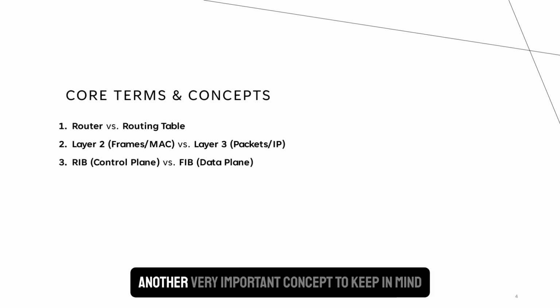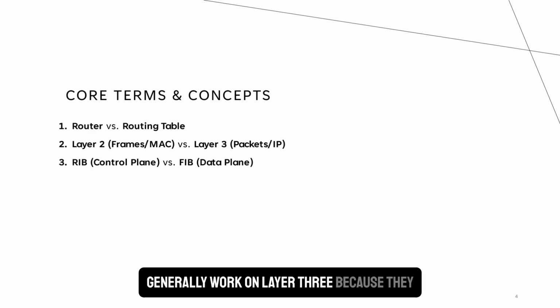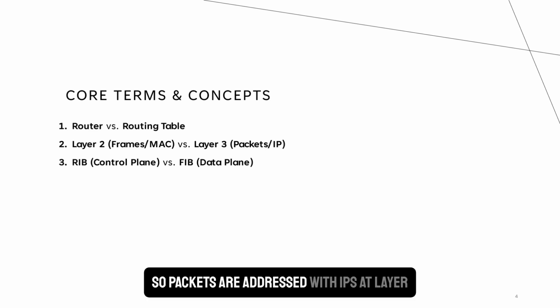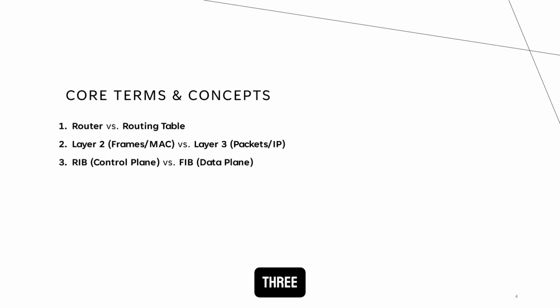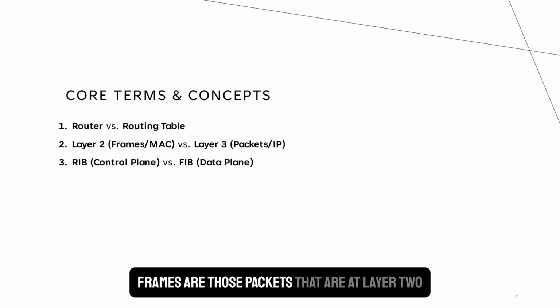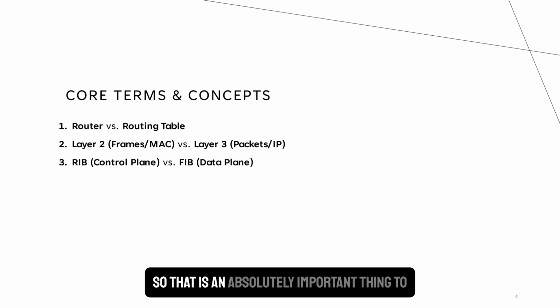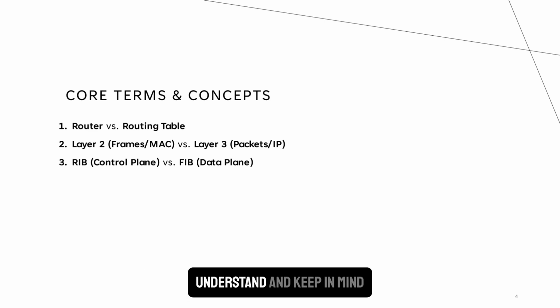Another very important concept to keep in mind when we're talking about routing is that routers generally work at layer 3 because they deal with IP addresses. So packets are addressed with IPs at layer 3. Frames are what you have at layer 2. Now, routers, as I mentioned already, focus on IP addressing, not MAC addresses, right? That is an absolutely important thing to understand and keep in mind.